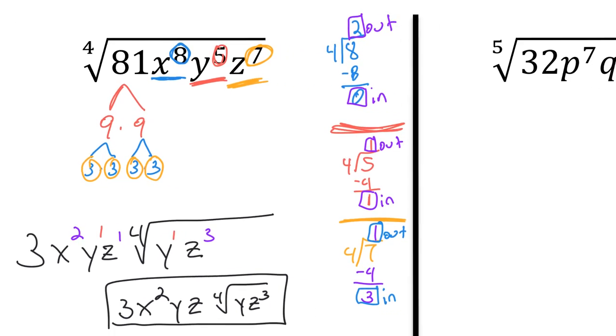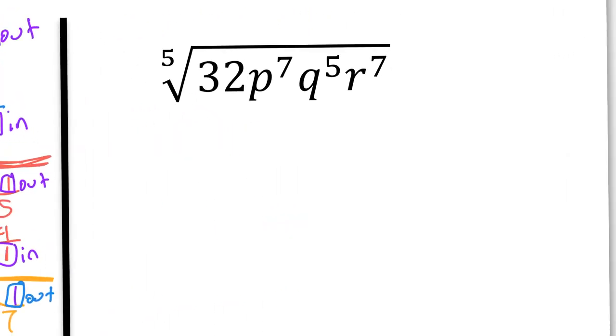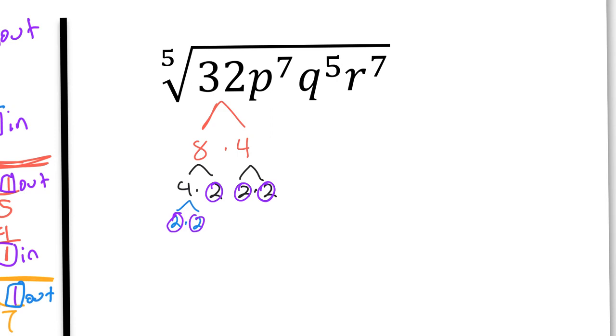And the last one I'm going to do here is when the root is 5, the fifth root. So we do the same idea. First, let's go ahead and break down the numbers. So 8 times 4 is 32. 4 times 2 is 8. 2 times 2 is 4. And over here, 2 times 2 is also 4. So let me see. I have 1, 2, 3, 4, 5. Hey, so we can take out a 2 from the radical. So here's the fifth root, and I have a 2 outside.